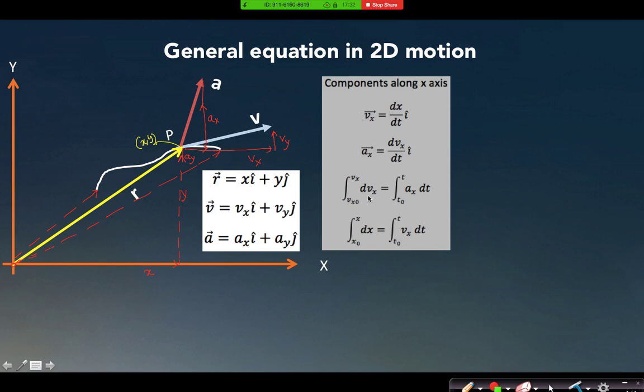So I can say that dvx equals the integral of a dt, and at t equal to 0, the initial velocity I have taken to be vx0. Vx0 is the initial velocity of the particle along the x-axis. And after time t, let us assume the velocity of the particle along the x-axis is vx. So now I can integrate this function to find the velocity vx as a function of time.